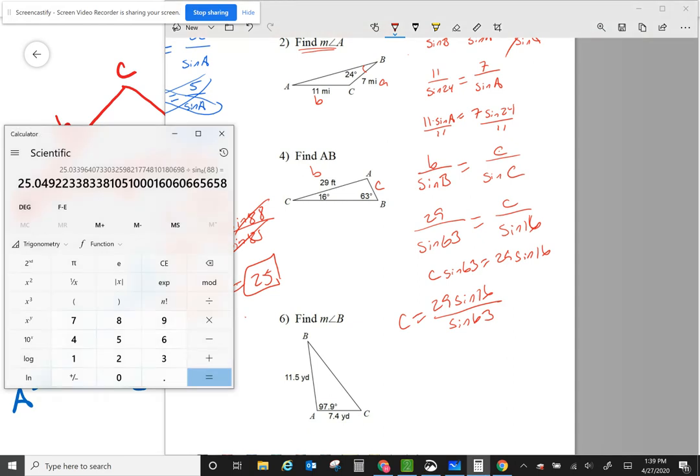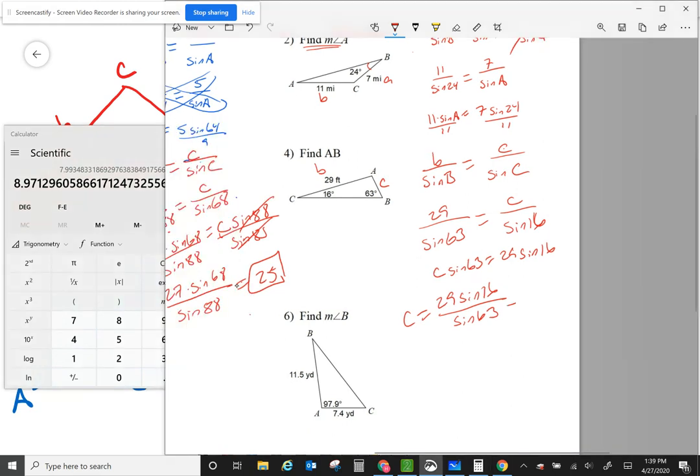Let me figure what that is. I'm just going to go sine of 16 times 29. All right, the order I multiply the top doesn't matter. Divided by sine of 63. Enter. So I get 8.97, which is basically 9.0 or just 9. Right, the 7 pushes the 9, but the 9 pushes the 8, so just 9.